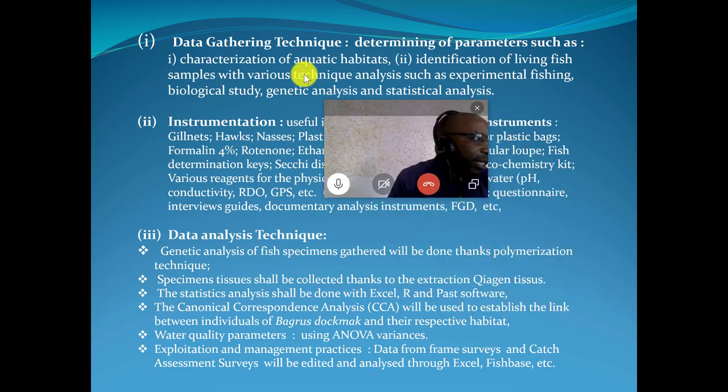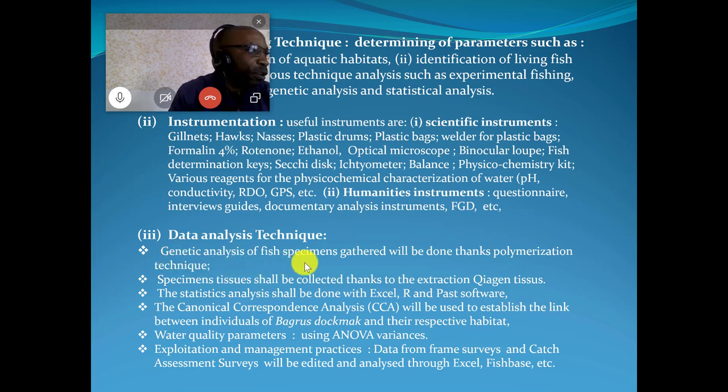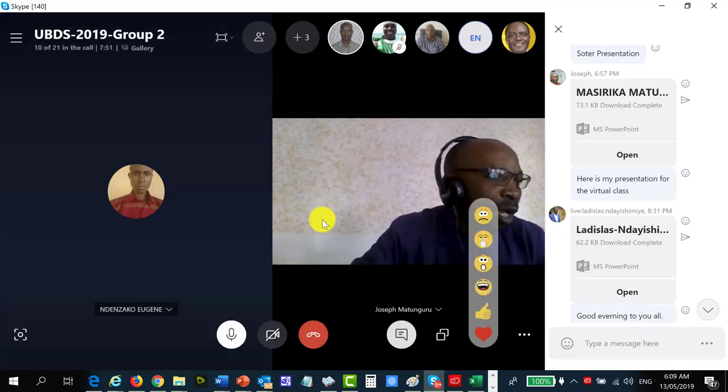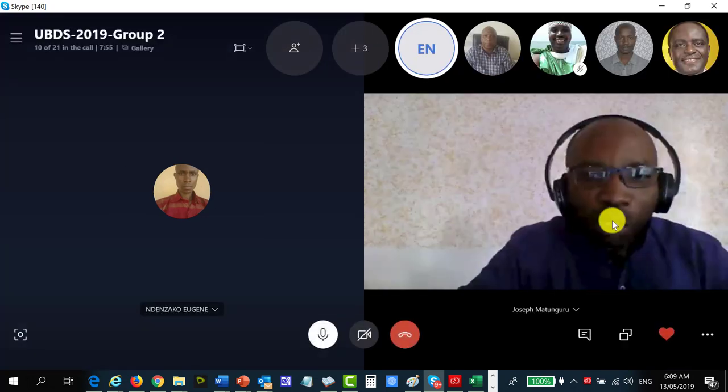Exactly. For data analysis techniques, the genetic analysis of fish species gathered will be done thanks to the polymerization technique. Specimen tissue shall be collected thanks to the extraction of tissues. The study analysis shall be done with Excel, R, and PAST software. Habitat and water quality parameters will be analyzed using ANOVA. Exploitation and management practices will use data from surveys, and the catch assessment survey will be edited and analyzed through Excel, FishBase, etc. Thank you so very much.